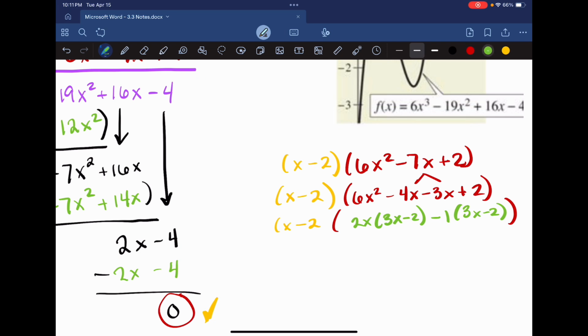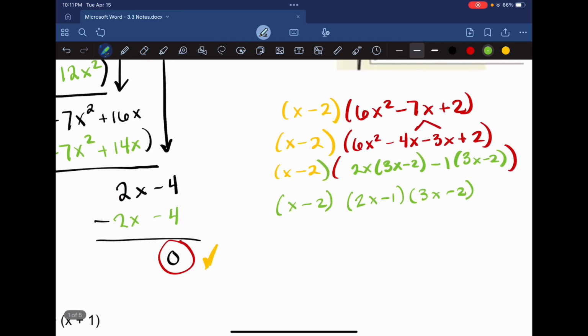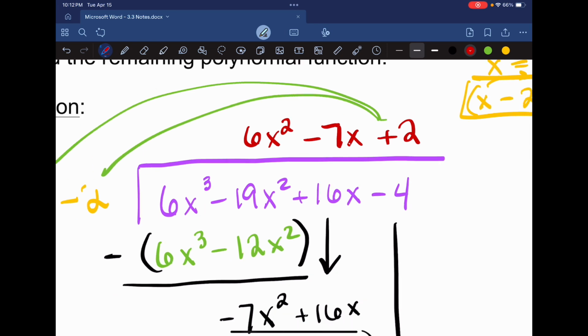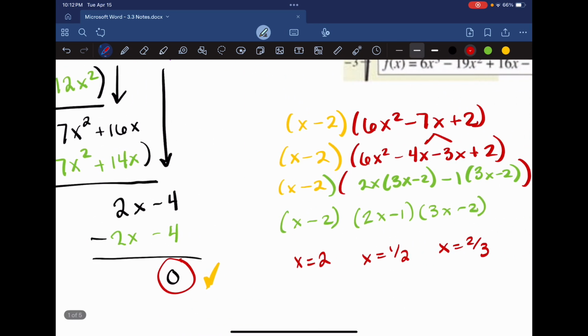And I'm almost done. Again, factor by grouping. So I have 2x minus 1, 3x minus 2, and then my x minus 2. So again, all I'm doing is factoring now. So my zeros would be x equals 2, x equals 1/2, and x equals 2/3. So really, all that we're doing today is we're talking about a new way we could find our zeros, especially when I have a pretty high degree polynomial that looks like a really big nightmare to factor. We just factored it, starting with long division.